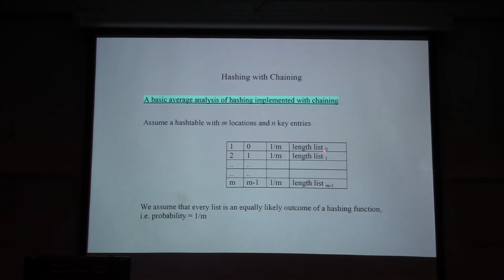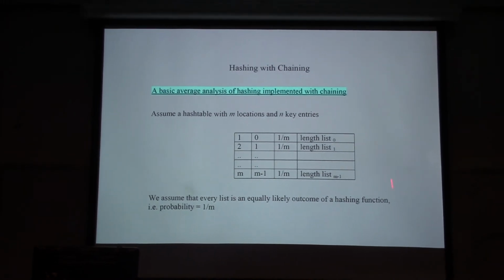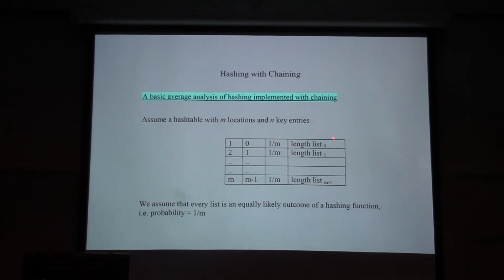And then we have the length of list 0. After everything has been hashed, we have a certain number of records in each chain, so we have the length of every list. If we add up all these lists, what's the sum of all these? What's the sum of all the lengths of the lists?